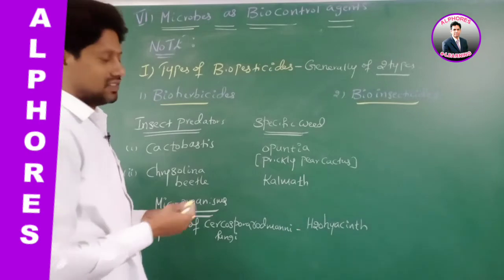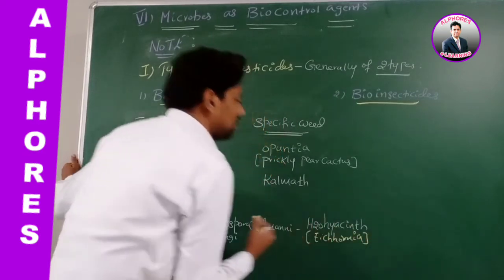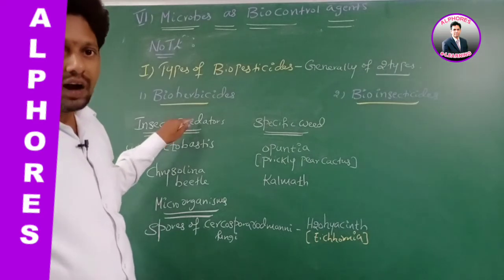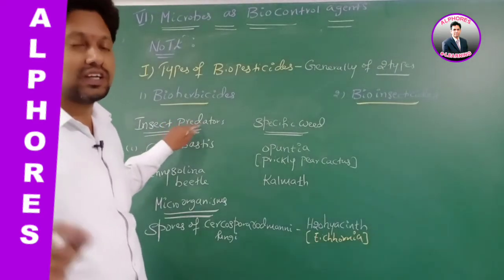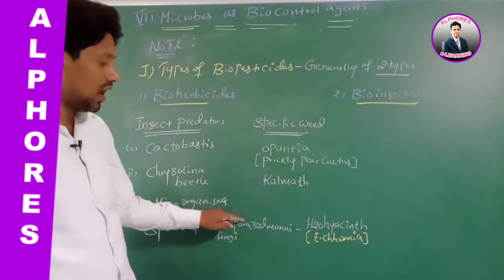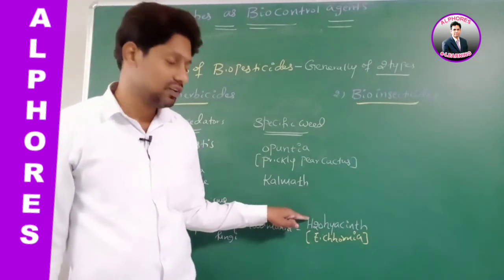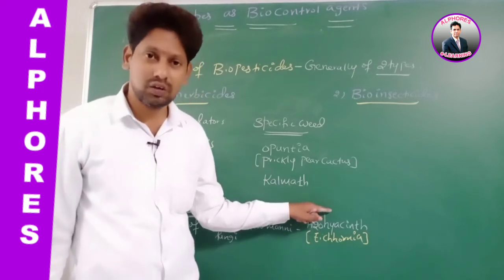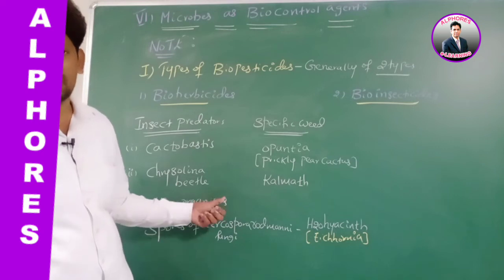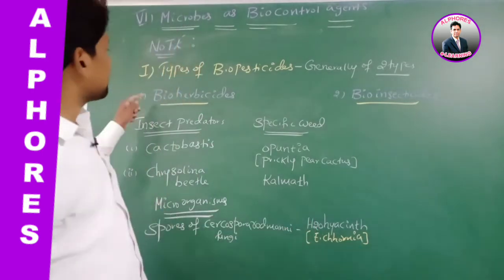Water hyacinth, Eichhornia. Therefore, see carefully. In the first case, we are using insect predators. They are feeding on a specific weed. In the second case, we are using spores of Cercospora rodmanii. They cause disease in the weed Eichhornia, that is water hyacinth. Is it okay? Right. This is concerned with bioherbicides.